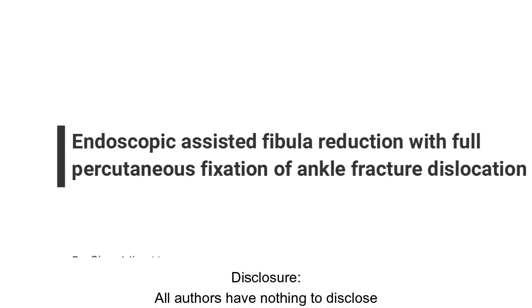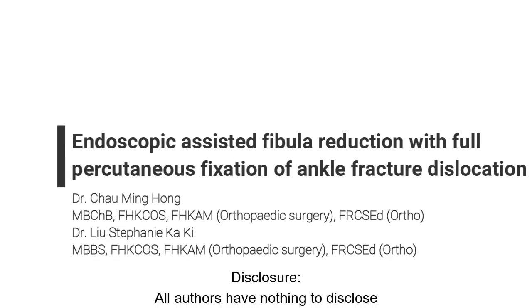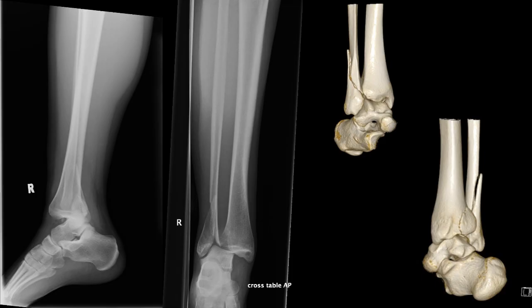We are describing a technique of endoscopic assisted fibular reduction with full percutaneous fixation of ankle fracture dislocation. This case is a large Lauge-Hansen supination external rotation type fracture dislocation with disruption of syndesmosis, and a CT 3D reconstruction scan was done after the closed reduction.